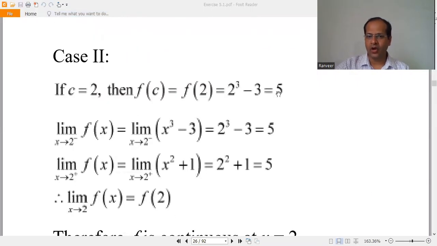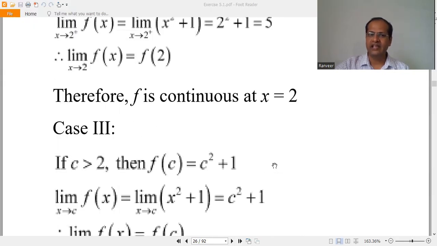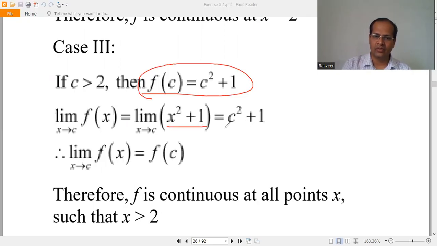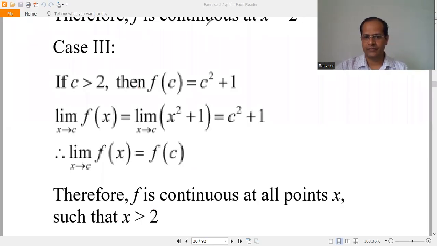Now C equal to 2, already I discussed, all the values are 5. Now C is greater than 2, definitely there is only a single value. So f of C is equal to C square plus 1, and x tending to C, if you take, this is also a single value, so C square plus 1. So both values are the same. So f is continuous for all points where x is greater than 2.